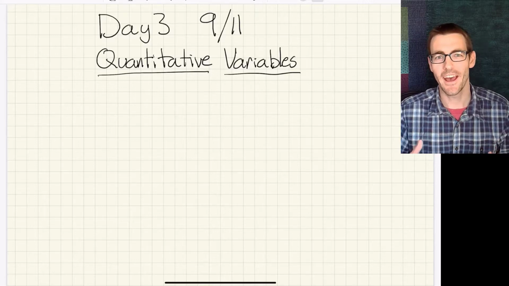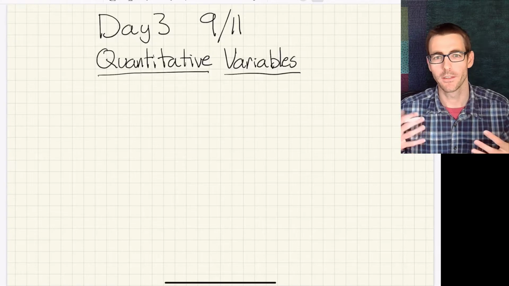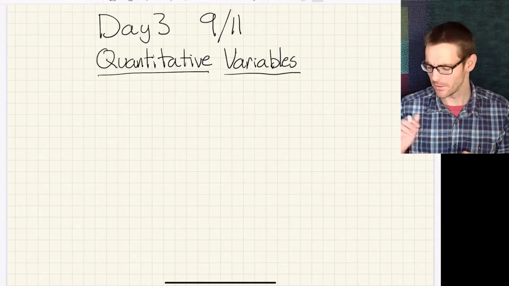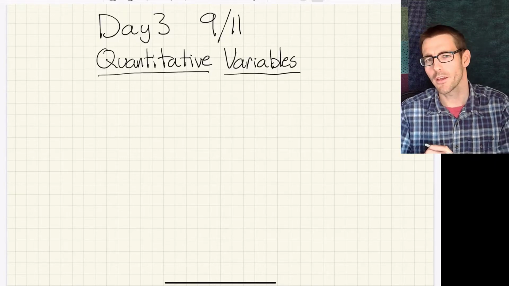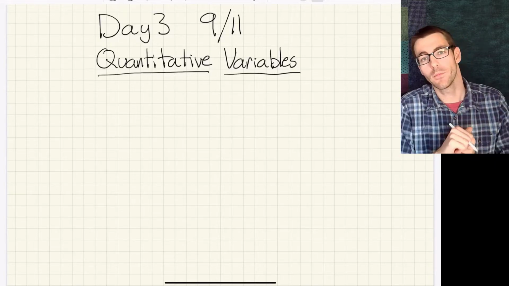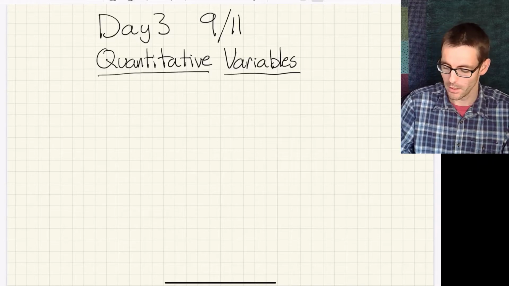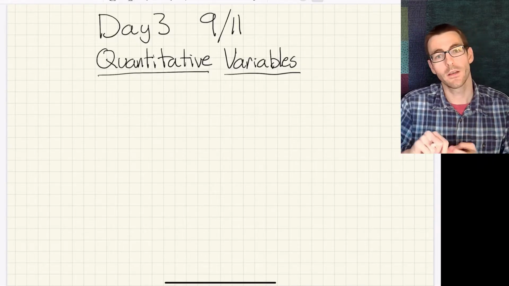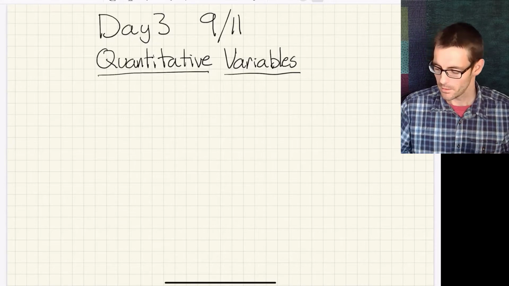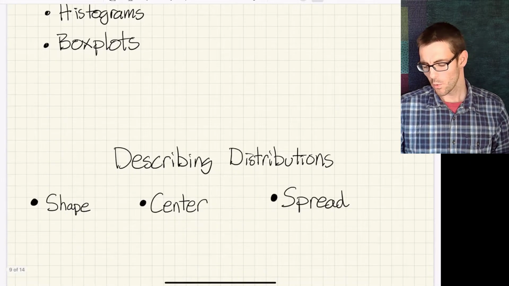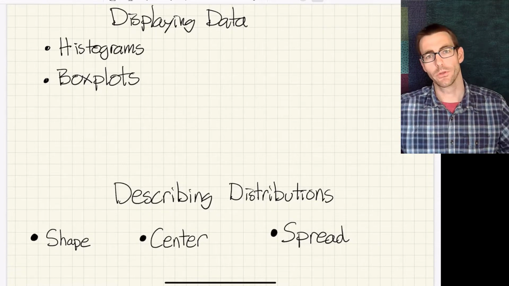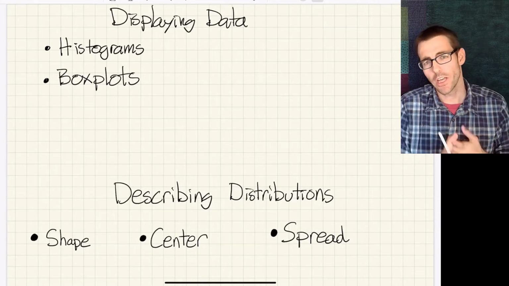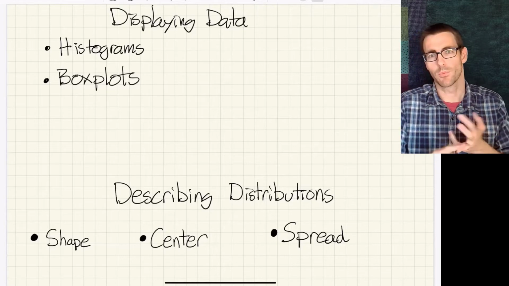All right, this is the second half of the lecture for day 3, and in this video we're going to be talking about some actual statistics, and we're going to be focusing on quantitative variables. Namely, we're going to be talking about different ways of graphing them, so our focuses are going to be histograms and box plots, but we're also going to be talking about ways of describing data, so describing a particular distribution by talking about its shape, its center, and its spread.